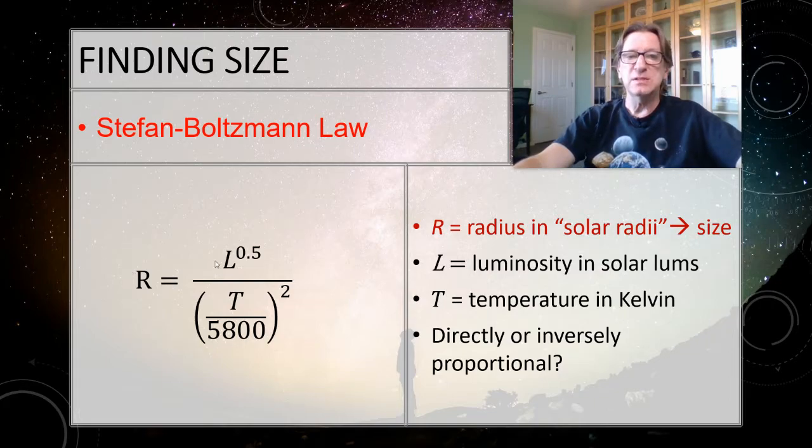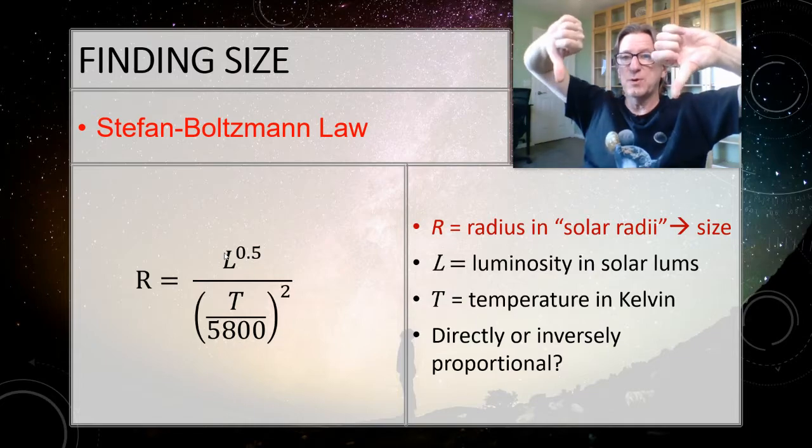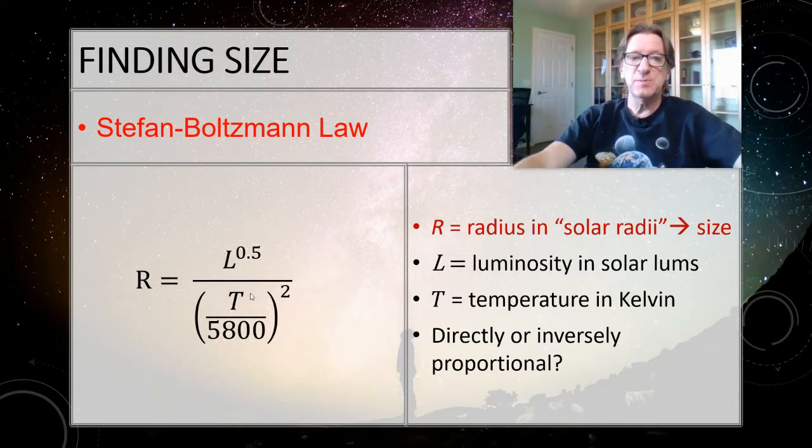Now, looking at radius and luminosity, are they directly proportional or inversely proportional? Well, they're both on the top, so they're directly proportional. They either both go up or they both go down. So let's suppose I've got two stars that are the same temperature. That would be like our star A and star C. They're the same temperature. Star A has a higher luminosity, therefore it must have the higher radius because they go up together. And that's what we found.